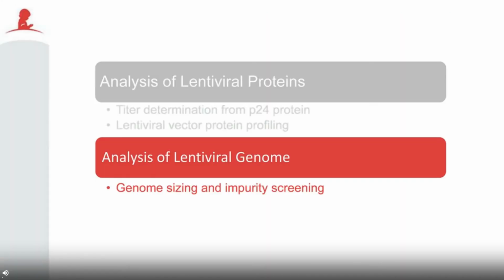And the last thing we're going to look at is genome sizing and impurity screening. That is, what does the genome, the RNA, look like from these lentivirus vectors, and what sort of impurities can we see? That is, nucleic acid types of impurities when we evaluate the nucleic acid content.